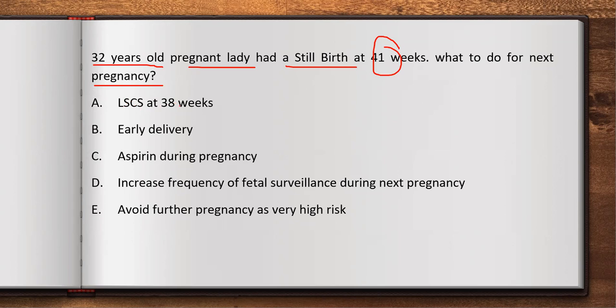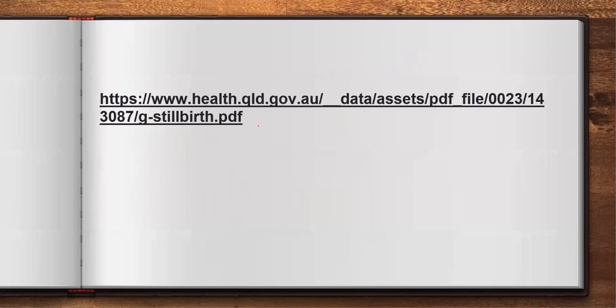You have the option of doing cesarean section at 38 weeks, early delivery, aspirin during pregnancy, increased frequency of fetal surveillance during next pregnancy, avoid further pregnancy as it is very high risk. What do you think? Now, obviously, not necessarily that these will be the options in the exam. It could be anything like that. So you should read the stillbirth guideline from the Australian guideline, which can help you to find out the exact answer in the exam.